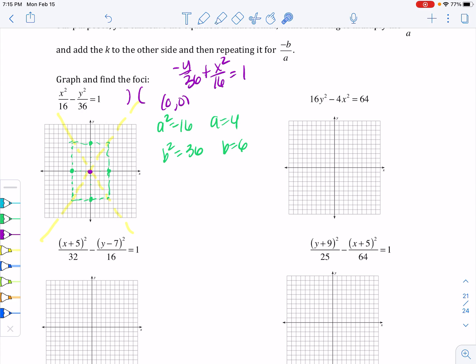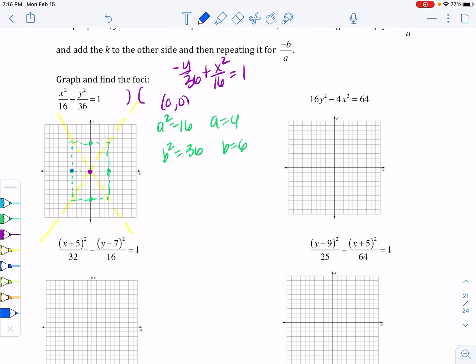Now, it is important: it's not based off of which direction it opens as to which one is taller or which one is wider, right? On our ellipse, this one would be taller, but that's not based on where it opens. Whichever one is positive is where it opens. Since the x squared is positive, our hyperbolas open towards the x-axis. These are our vertices, and these ones are our co-vertices.